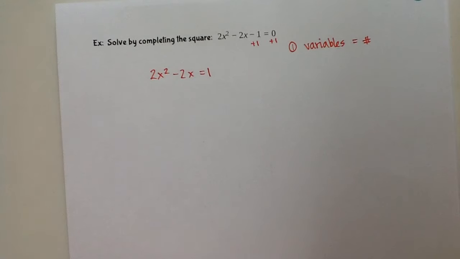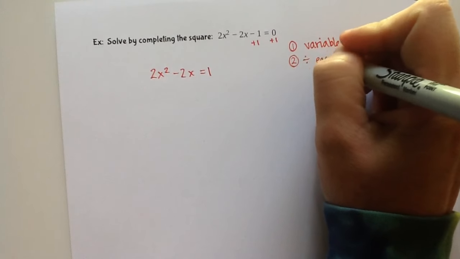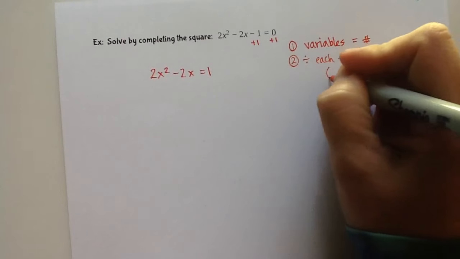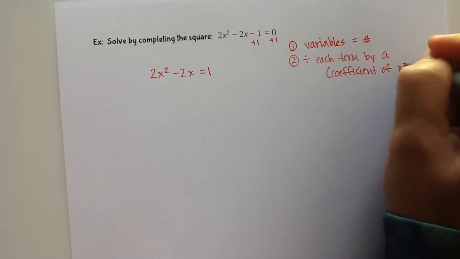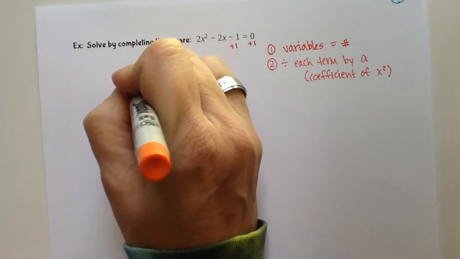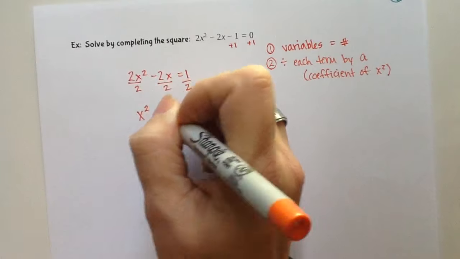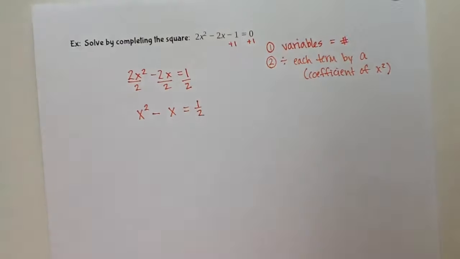Next step is going to be to divide both sides of the equation, or excuse me, all the terms, divide each term by a, which is the coefficient of x squared. That coefficient is a 2, so I'm going to divide by 2, divide by 2, divide by 2. So I get x squared minus x equals 1/2.